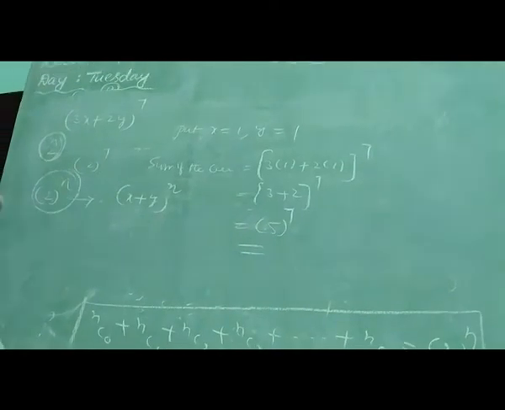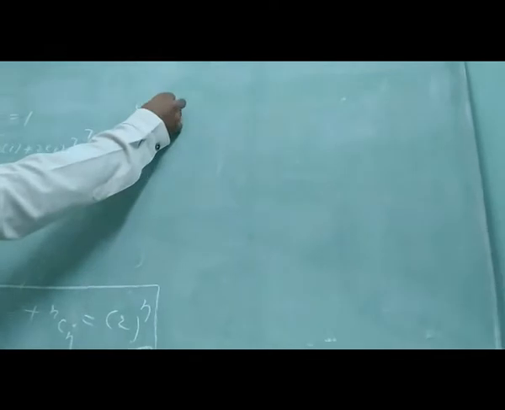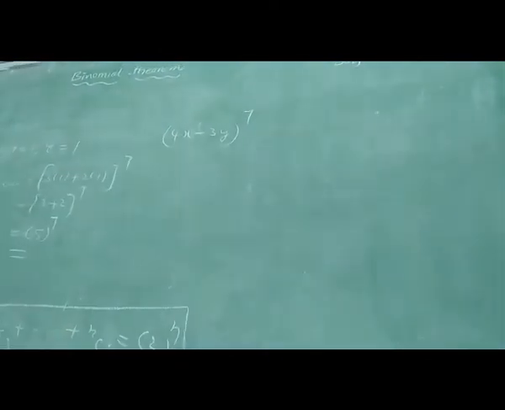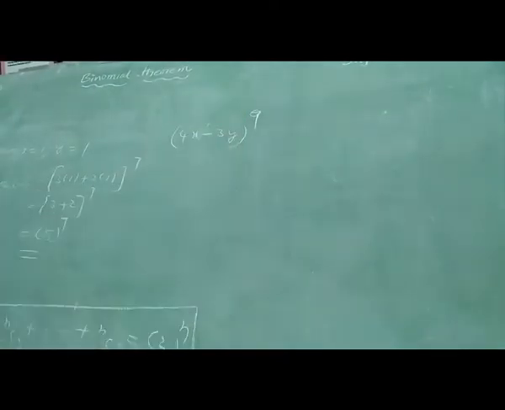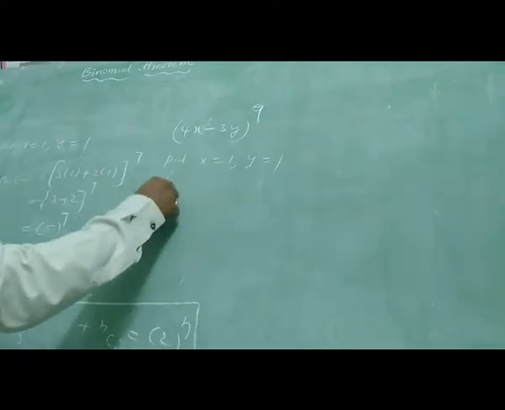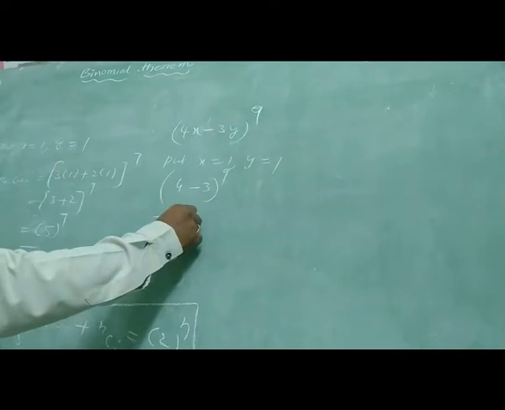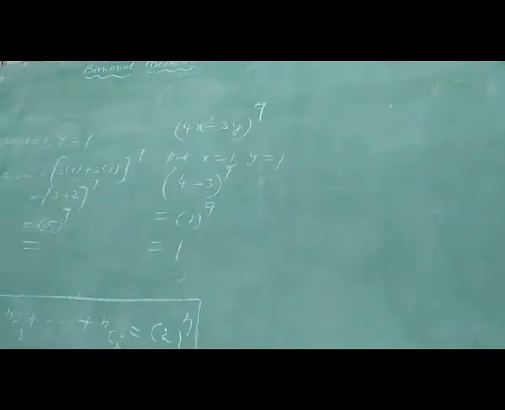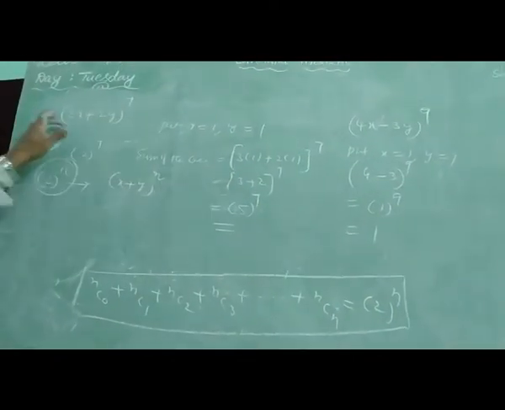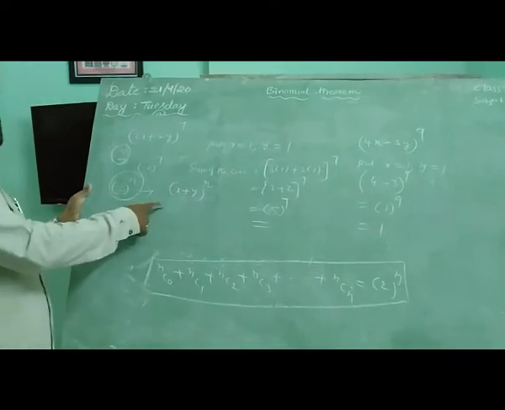So one more example. Find the sum of the coefficients in the expansion of (4x - 3y) to the power of 9. Again put x equals 1 and y equals 1. So 4 ones are 4, minus 3 ones are 3, gives (4 - 3) to the power of 9, which is 1 to the power of 9. 1 comes. So like this we can find the sum of the coefficients of the terms in a binomial expansion by using this shortcut. Very simple shortcut.